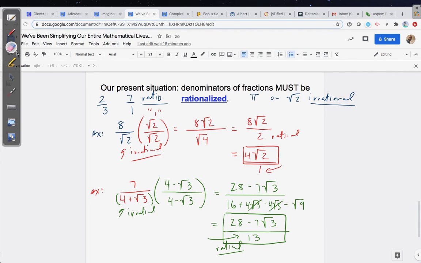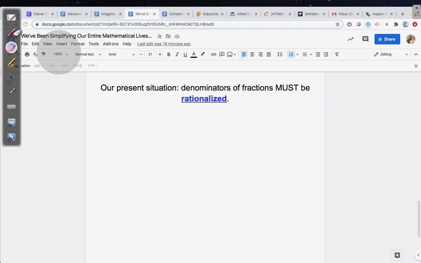I'll end the video with one final example, this time involving imaginary numbers, because I want to kind of bring that into the fold as well. So here's our last example in this video. You've got 2 minus i over 5 plus 2i. And this is not considered to be simplified because, again, what can we not have in the denominator? We can't have irrational values.